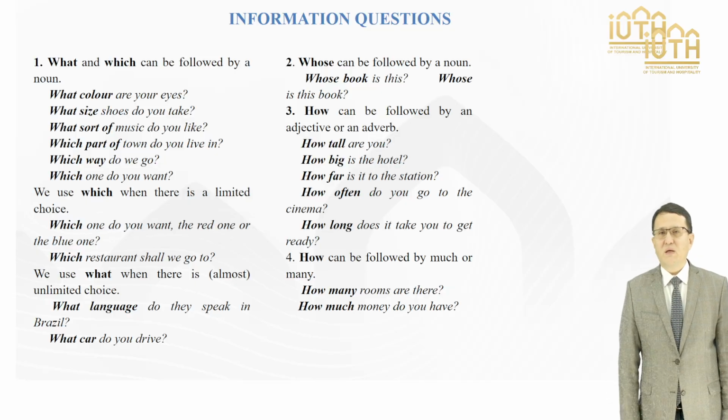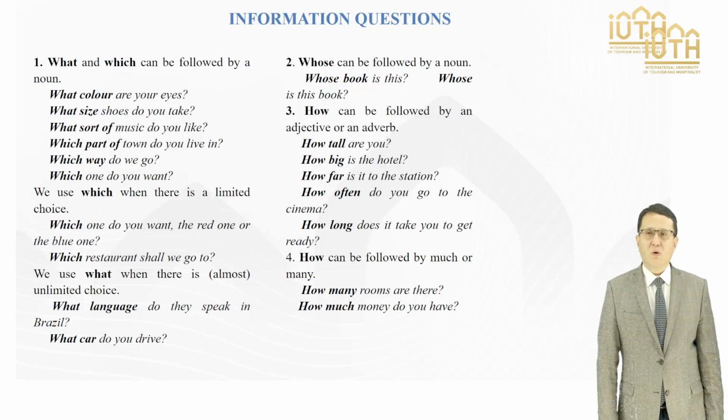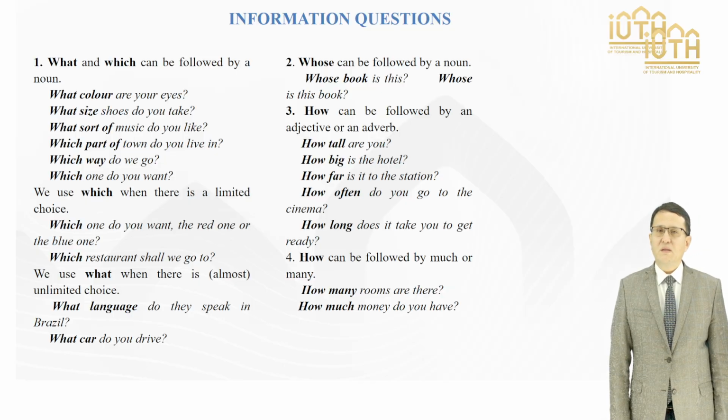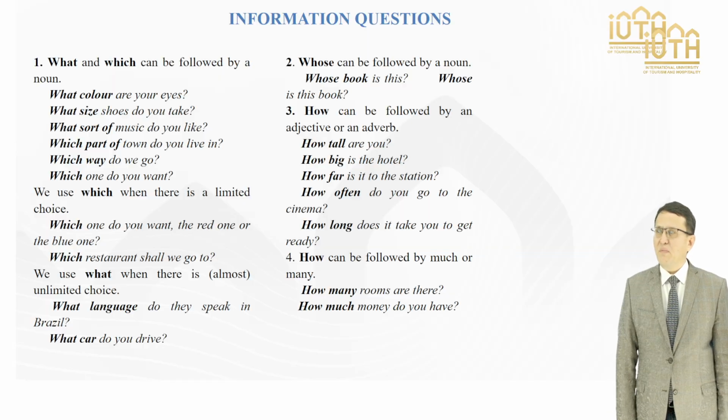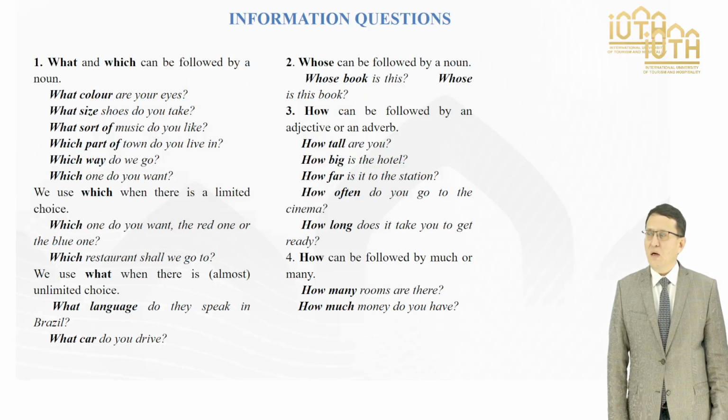So the next one is how. How can be followed by an adjective or an adverb. For example, how tall are you? How big is the hotel? How far is it to the station? The next one, how, can be followed by much or many. For example, how many rooms are there? And how much money do you have?